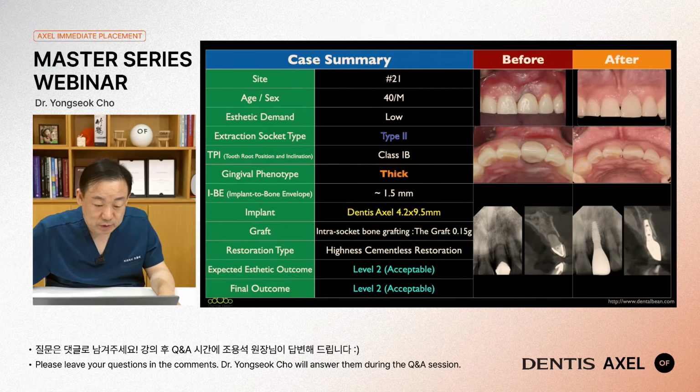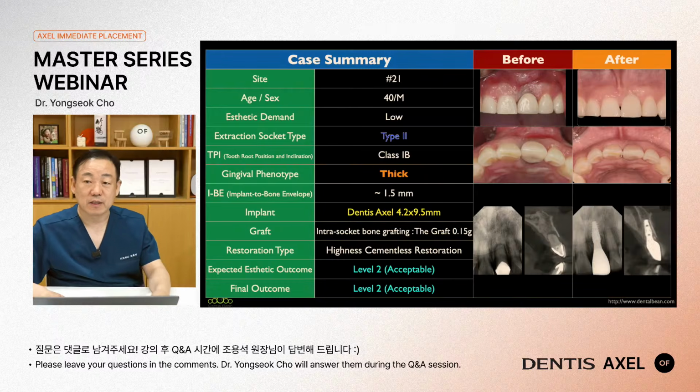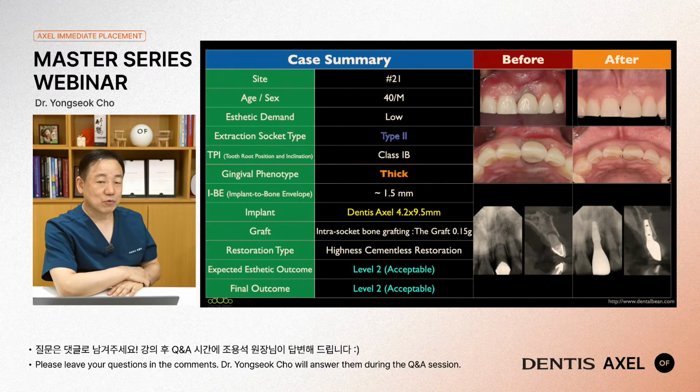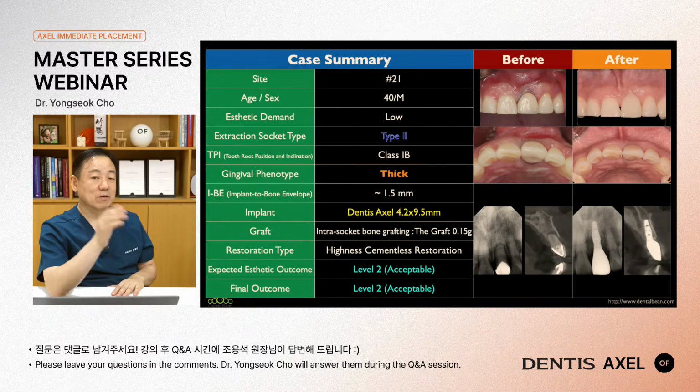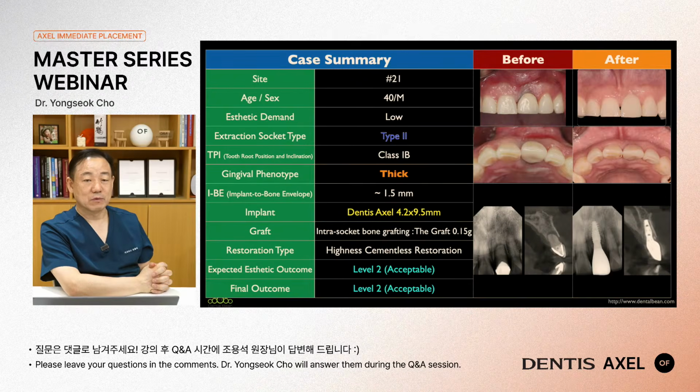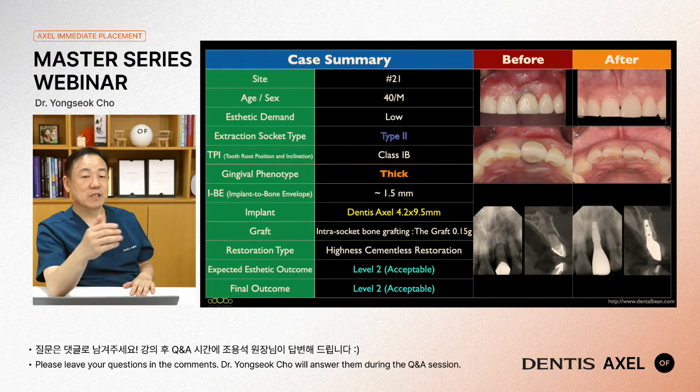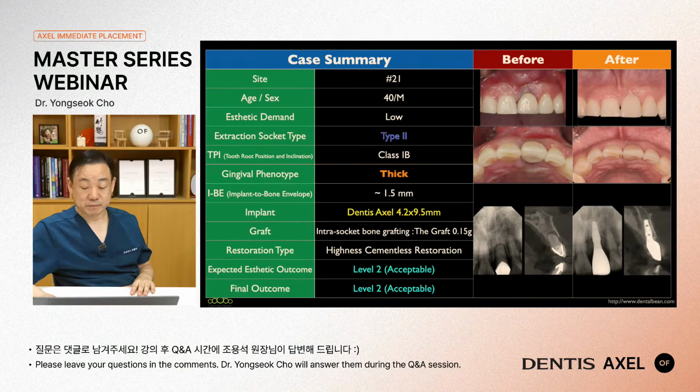So this is the left central incisor case, which is type 2 extraction socket. But in such a type 2 extraction socket, I just tried the implant with the intrasocket bone grafting, and look at the final outcome. Not bad. It is acceptable level with a minimum effort. Okay, this patient really satisfied about the outcome.